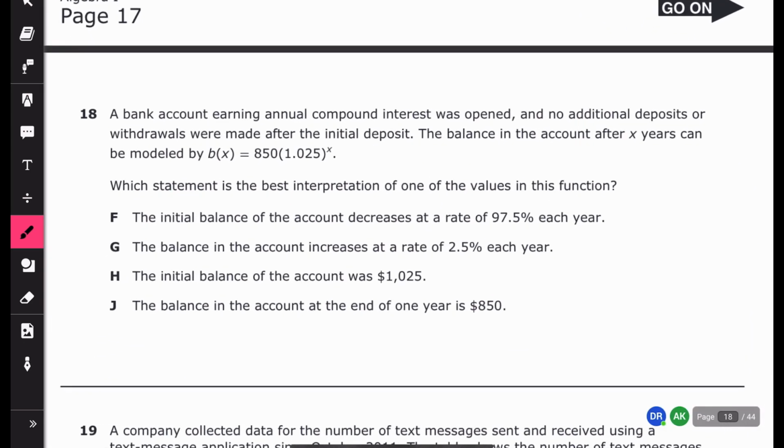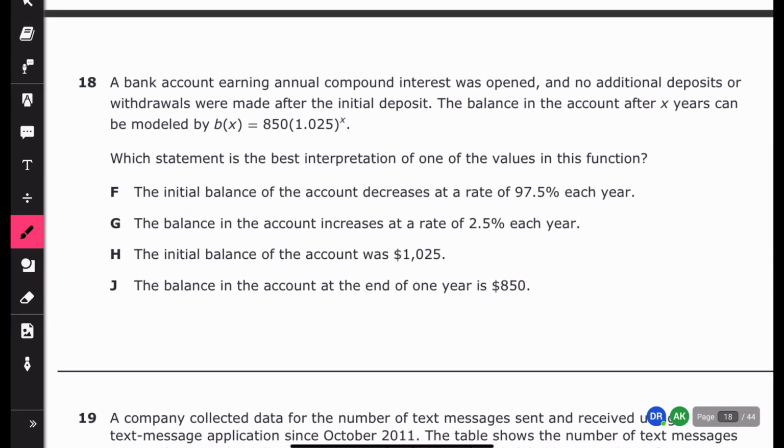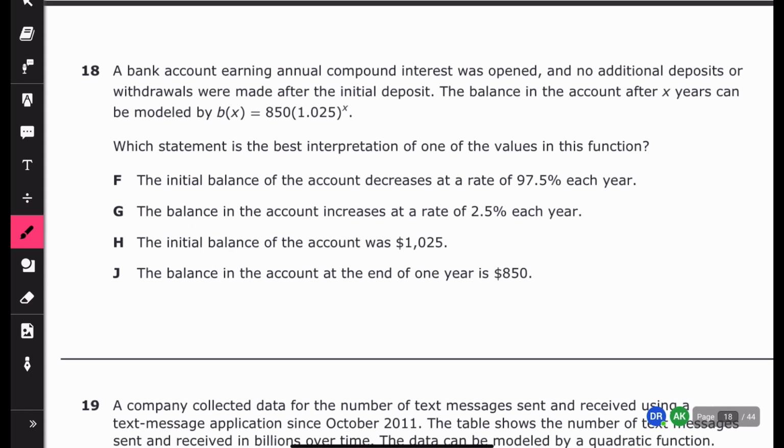Now the 18th one. In the 18th one, a bank account earning annual compound interest was opened and no additional deposits or withdrawals were made after the initial deposit. The balance in the account after x years can be modeled by b of x is equal to 850 into 1.025 to the power of x. Which statement is the best interpretation of one of the values in this function?